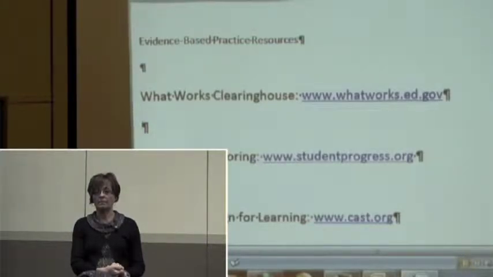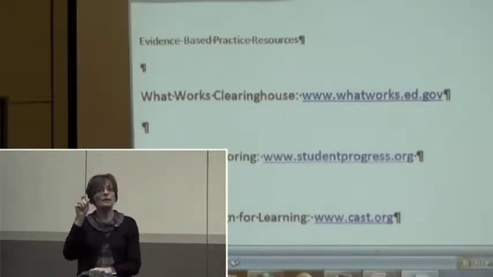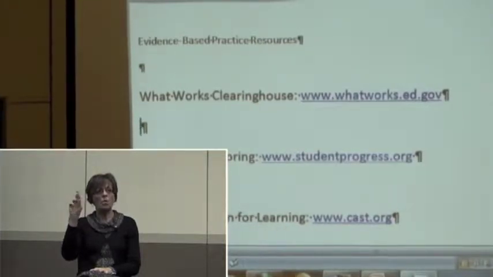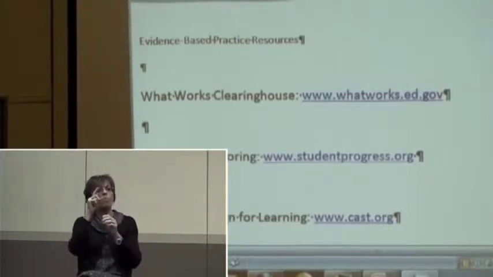The second one is a progress monitoring website. It's funded through the Department of Education. And that one is www.studentprogress.org. They also have lots of ideas for how to do progress monitoring if you're looking for some fun little tools or ideas.